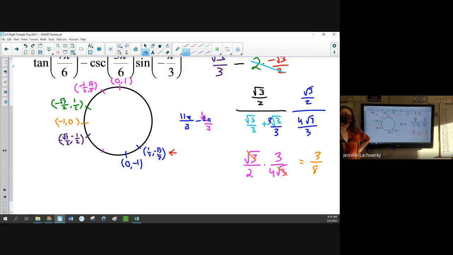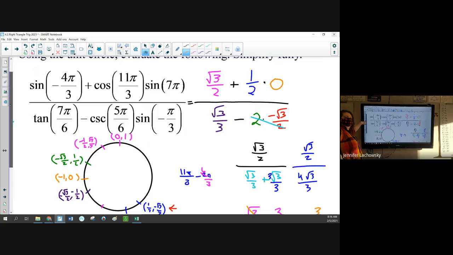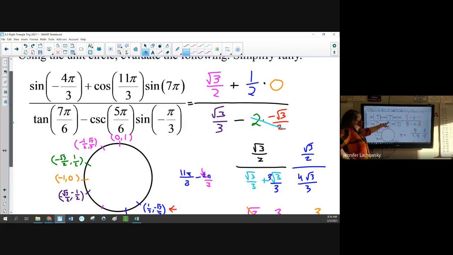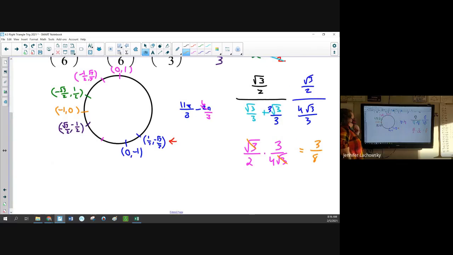What's up? We are adding it, so it doesn't matter. Square root of 3 over 2 plus 0 is just square root of 3 over 2. I did. 1/2 times 0, but I'm adding that answer. Make sense? Okay. But if it was times 0, yeah, I'd be done. My answer's 0.